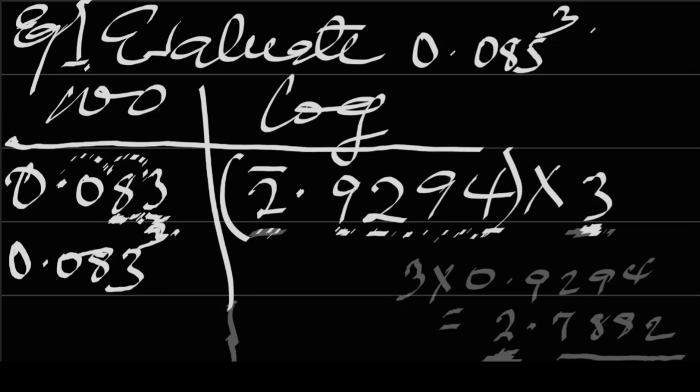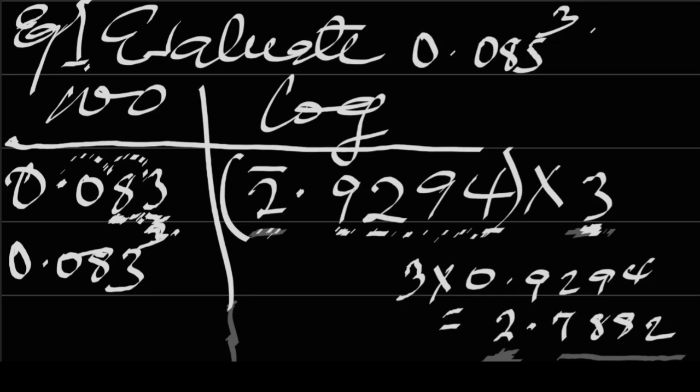3 times 0.9294. That will give us 2.7882.